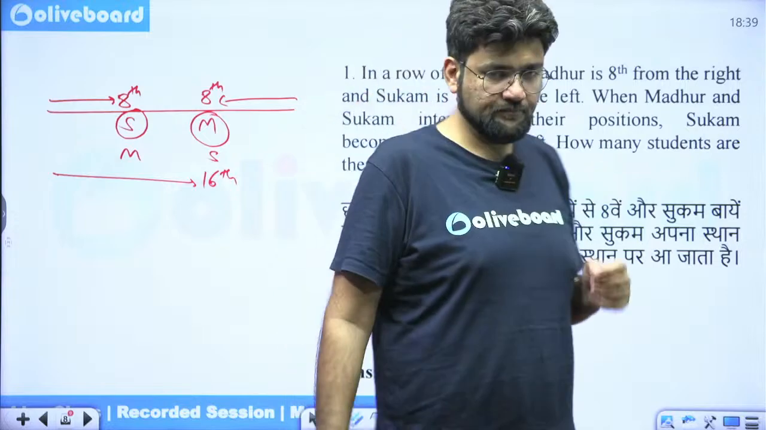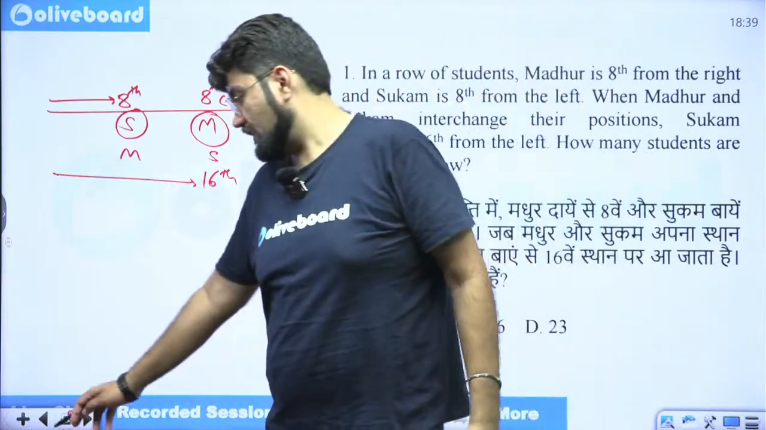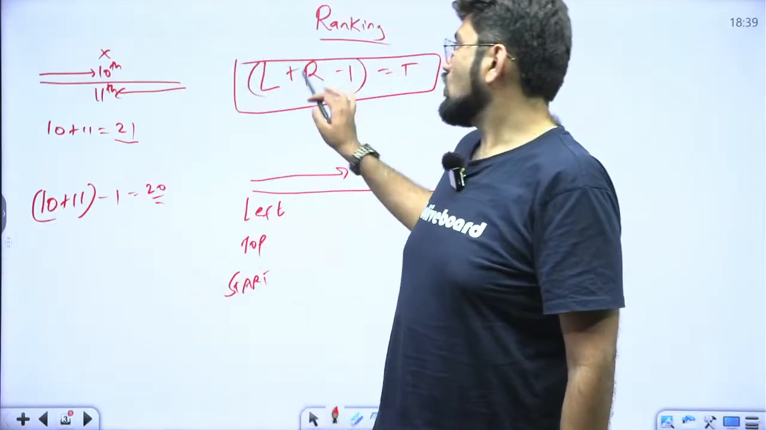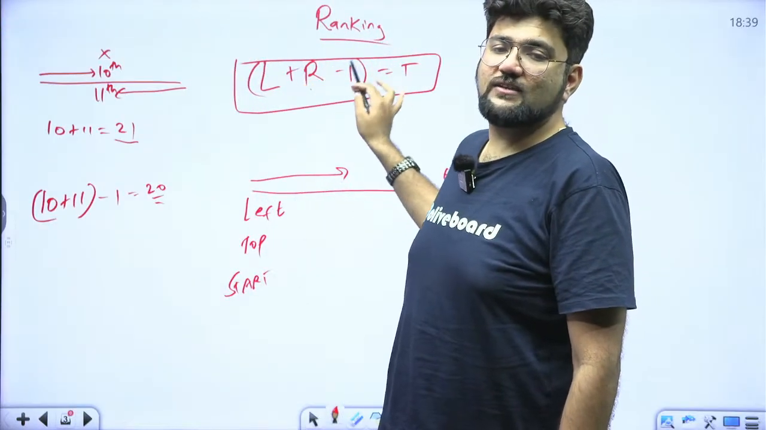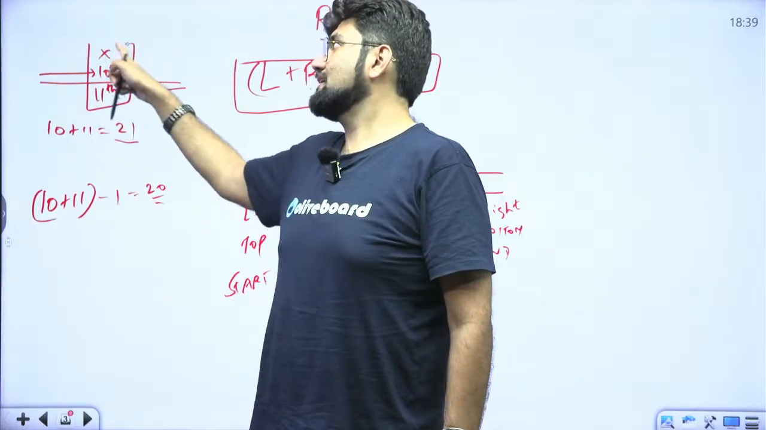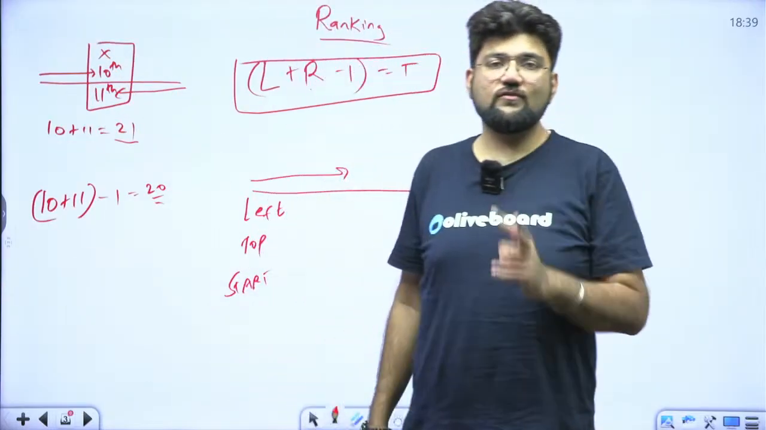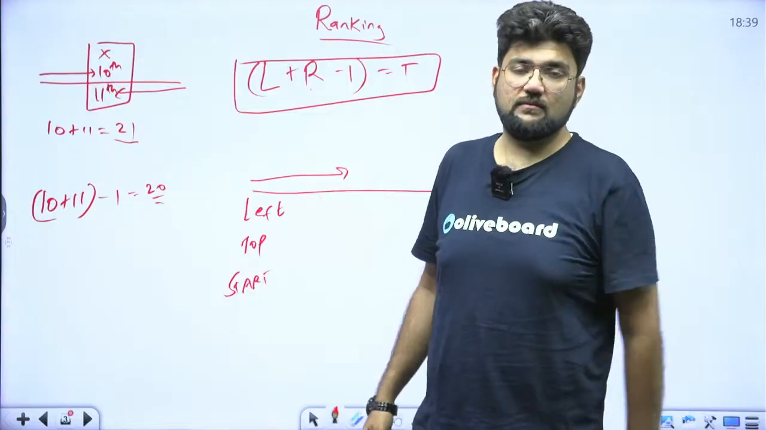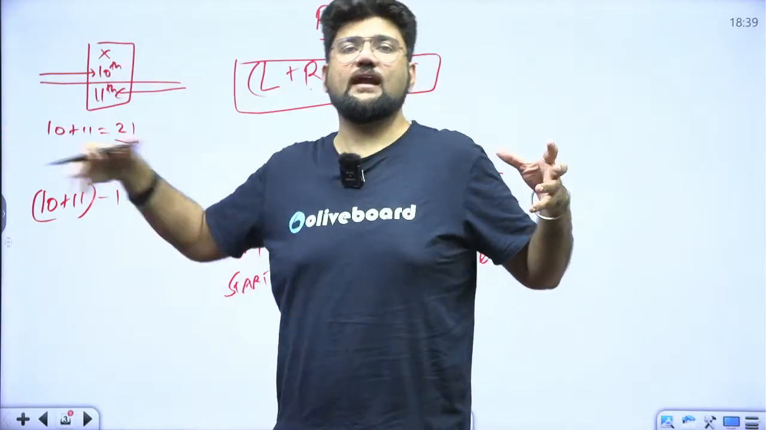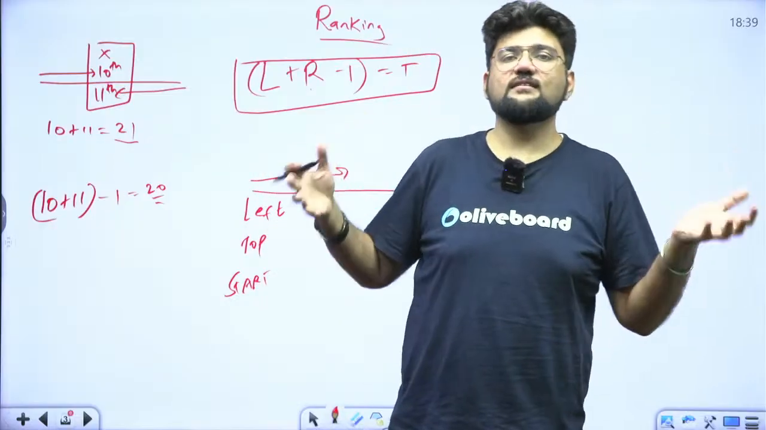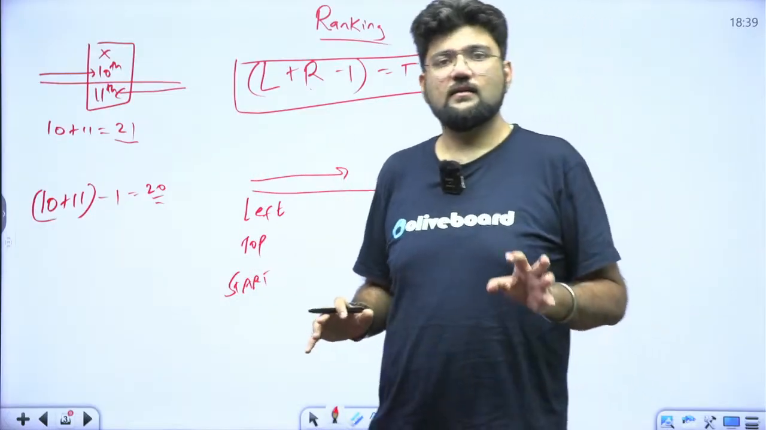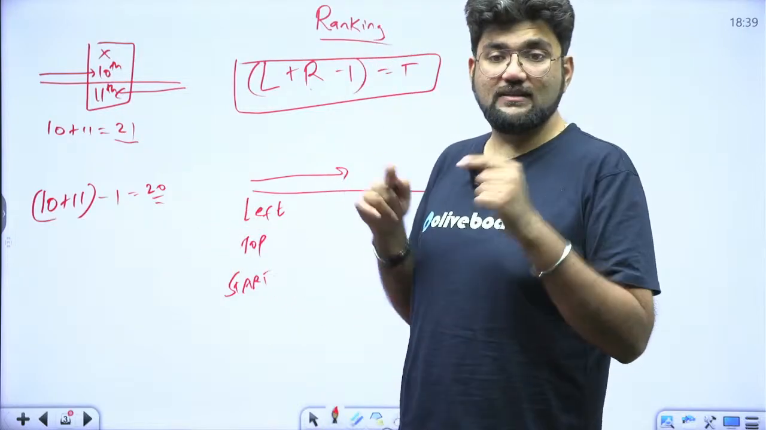Now, I'll just remind one thing. Might not have said it verbally, assuming that you guys would have already understood. When I'm talking about this formula, left plus right minus 1 equal to total, it is only valid if I'm talking about the same person. Two ranks from two different directions for the same person are given. Otherwise, if let's say this guy's rank is 8 from the right, the other one is 8 from the left, you can't simply add them, subtract one and say there are 15 people. No, that's not possible, because they are two different people. It has to be the same person.